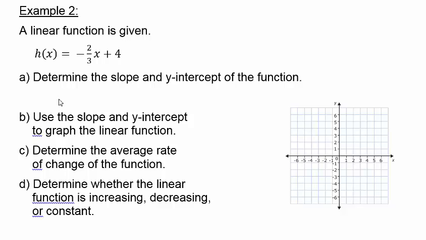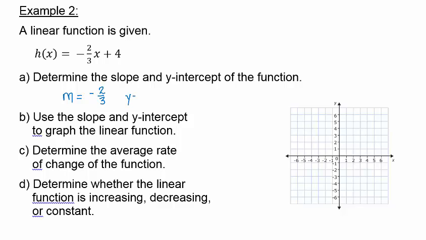For this example, we're using the linear function h of x is equal to negative 2/3 x plus 4. Our first task is to determine the slope and the y-intercept. The slope is the coefficient of x. We label that as m. So our slope is negative 2/3.